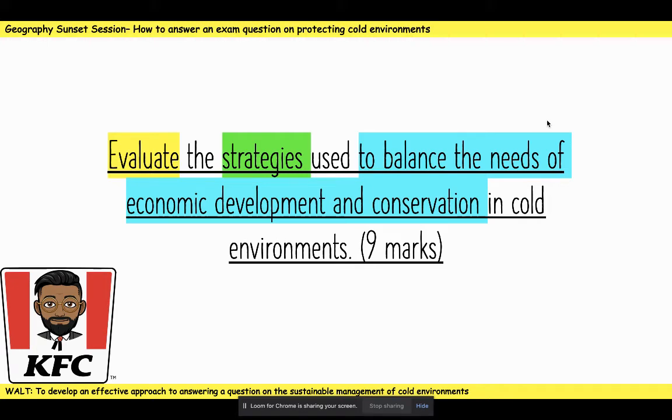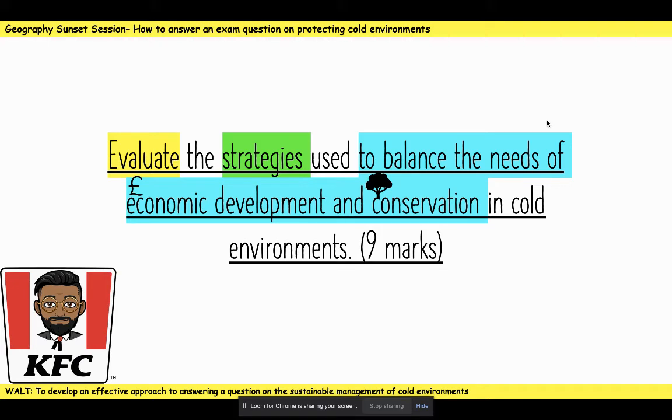So there are lots of sirens going off in my geography exam question brain, but the first one is that I need to do some dual coding here. I can see that it's talking about economic development, so I'm going to draw my pound sign, but it's also talking about conservation. Now, conservation is about protection of the environment, so I'm just going to draw a little T to remind myself.